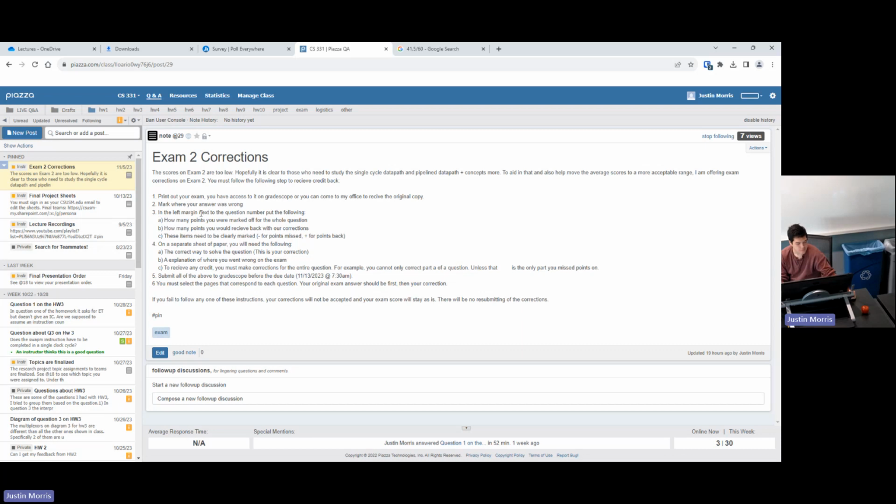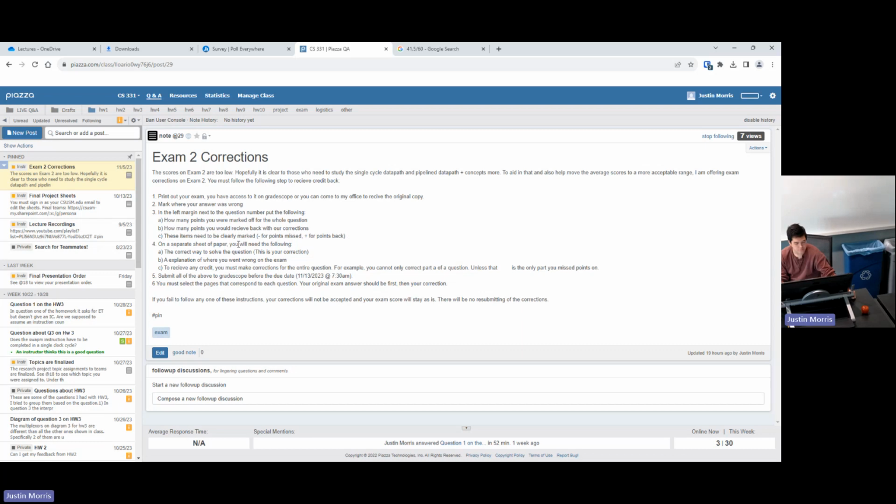Then in the left margin next to the question number, you need to put how many points you were marked off for the whole question. You can get that directly from Gradescope. And how many points you received back with your corrections. Your corrections will give you half points back. So if I miss 10 points on a question, I'll get 5 points back, assuming that you meet all of this criteria. These two things need to be clearly marked. Put a minus for the points missed, a plus for the points back.